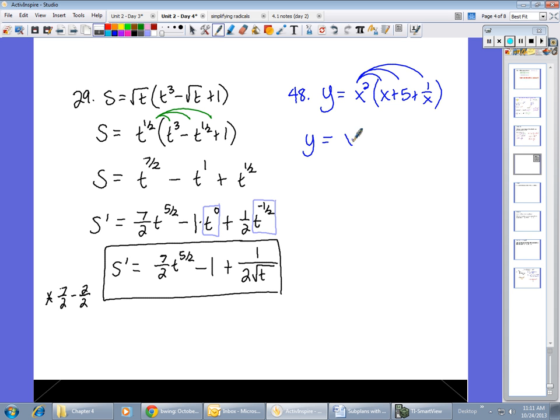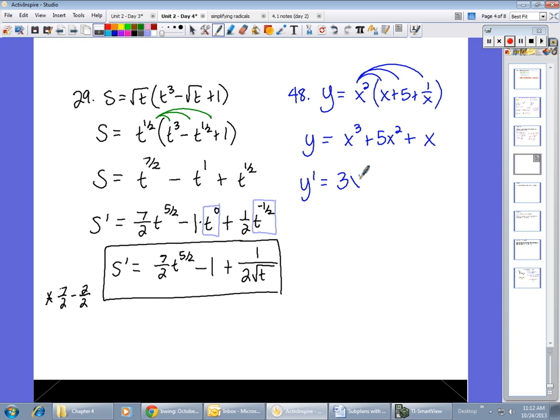x squared times x gives you x cubed. x squared times 5 gives you a plus 5x squared. And here's the really good part. x squared times 1 over x makes a plain and simple x. Now we can go ahead and use our power rule and finish it.